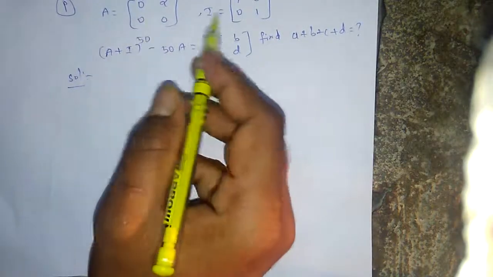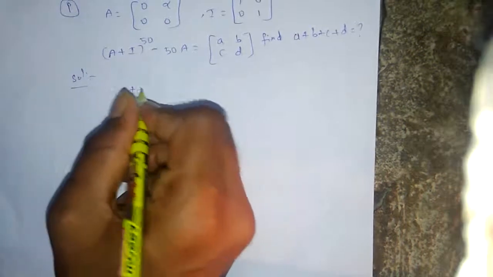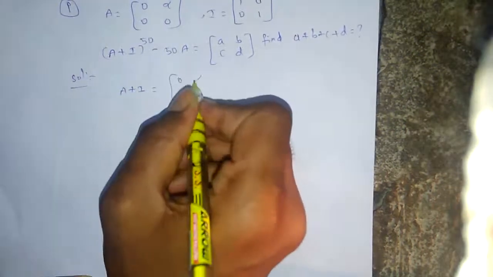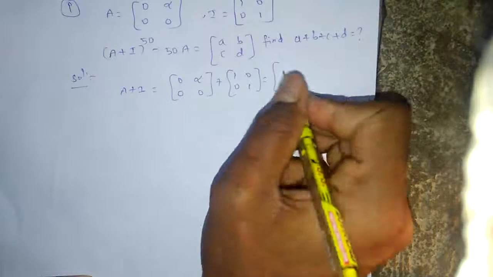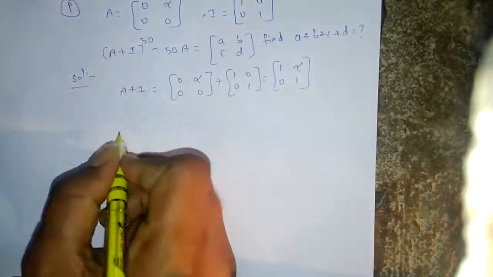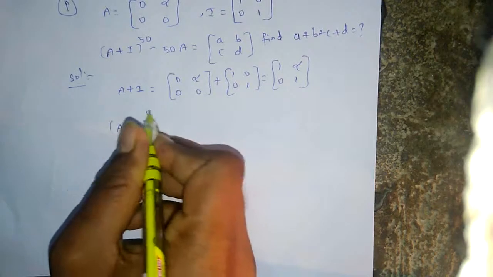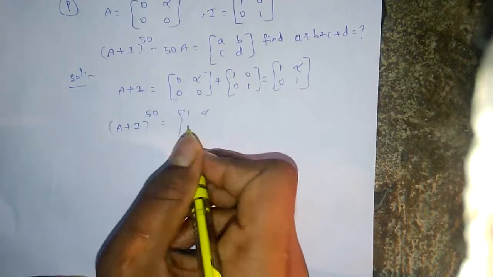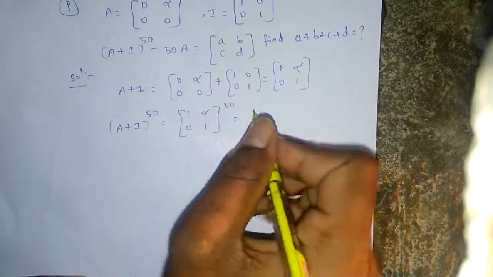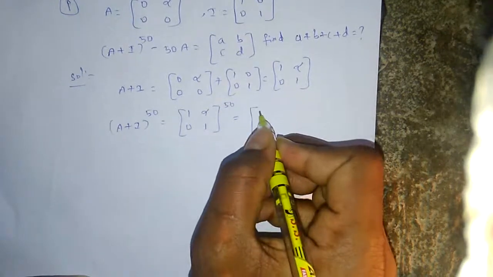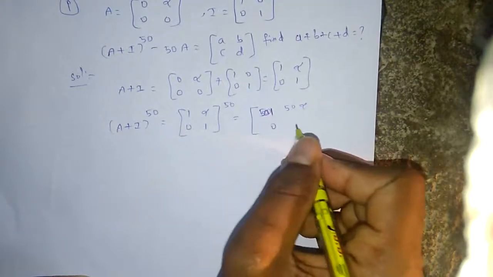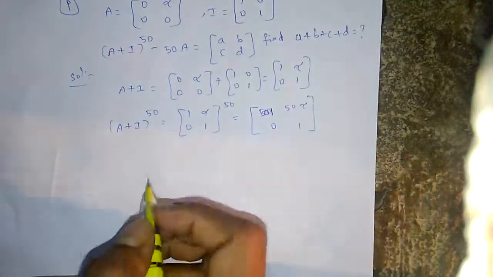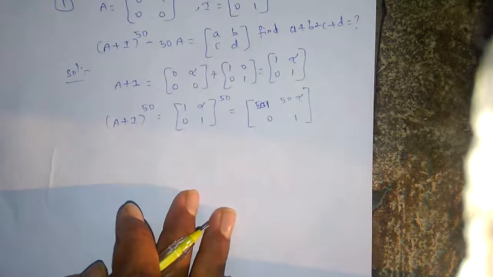So here A is given, I is given. So A plus I will be [0, alpha; 0, 0] plus [1, 0; 0, 1], that is [1, alpha; 0, 1]. Now (A plus I) power 50, so [1, alpha; 0, 1] power 50. So how did we get this? Let us check this.